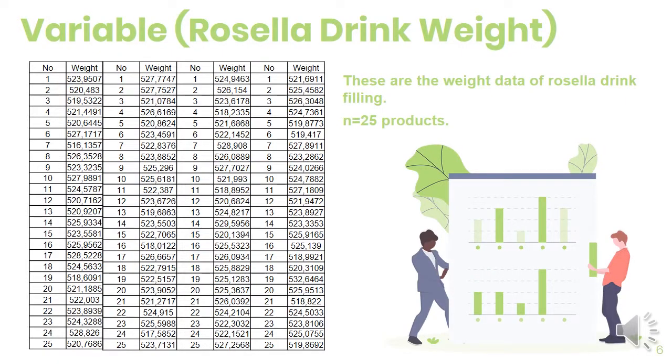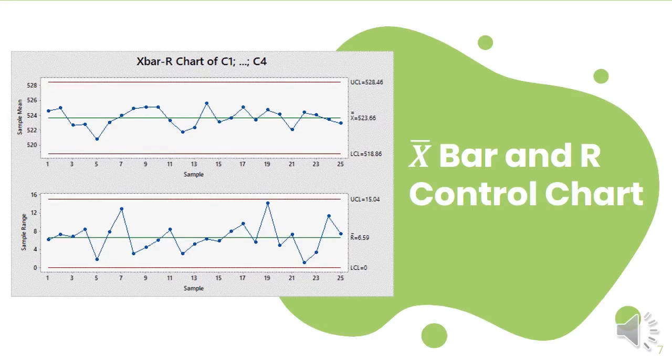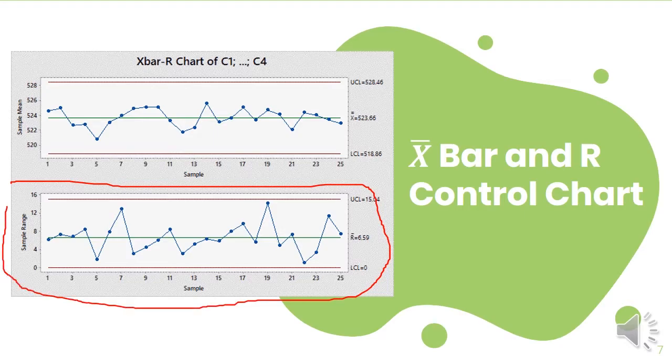Another variable being assessed is the weight of Rosella drinks after the filling process. This assessment uses a control chart for variable with X-bar R chart. The data gathered with a total of 100 calculations consists of 25 samples for each observation. The weights are represented in grams. The X-bar R chart of the weight data is shown here. The R bar here represents the process variability, as the range is the variability of the process.